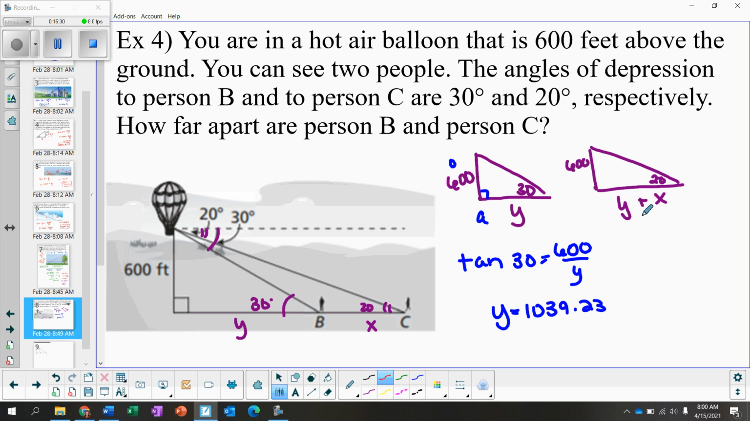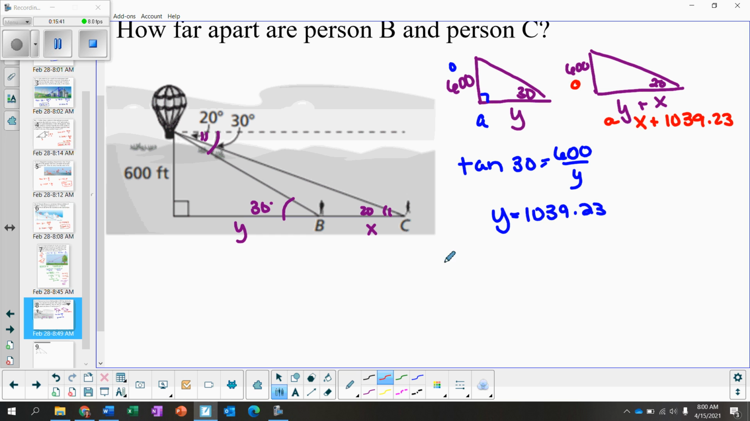So for the second one, I now know this is x plus 1039.23. So this being O and this being A, I'm going to set up another tangent, but now of 20 degrees equals 600 over x plus 1039.23.